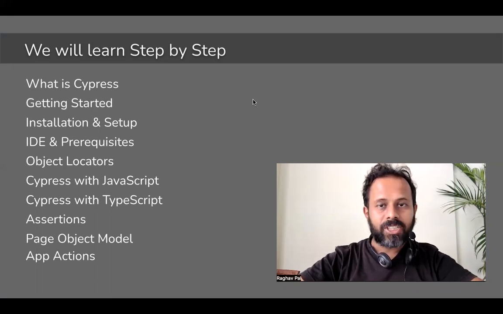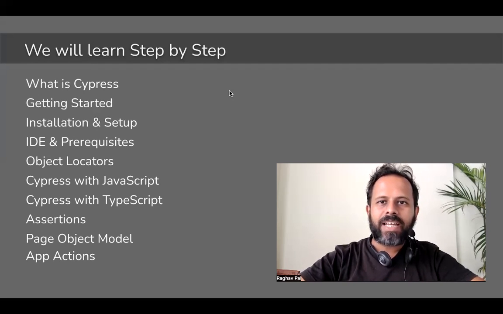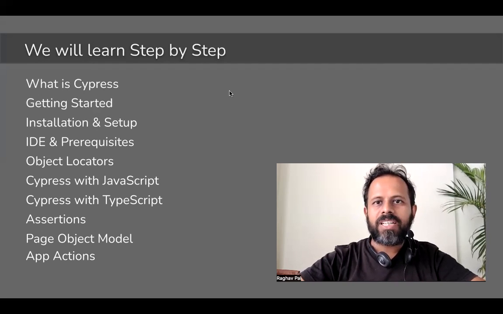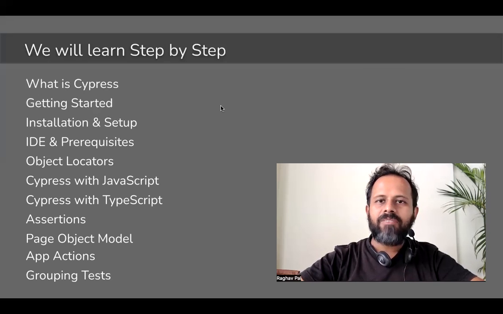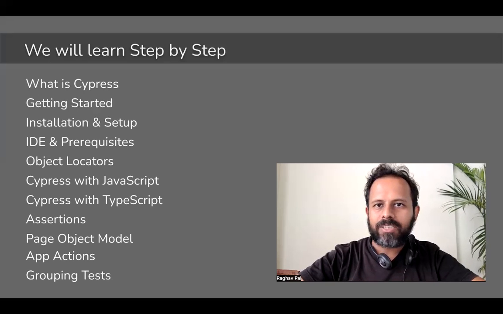We also looked at assertions. What are assertions? How do we use different types of implicit and explicit assertions in Cypress? Then we looked at page object model. We created a page object model design in our Cypress project, and we also discussed about app actions. And then we learned how do we group tests, how do we run tests in group, how can we add before each block, and we can add all these hooks. And these all topics we have covered.